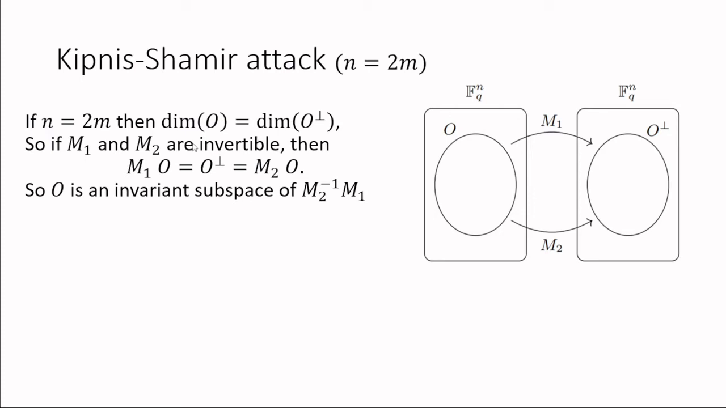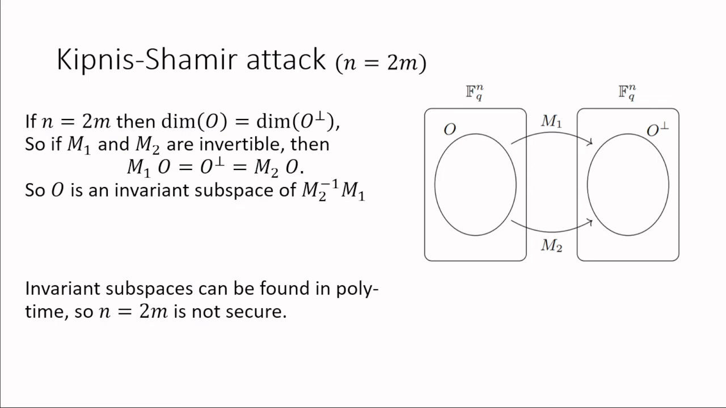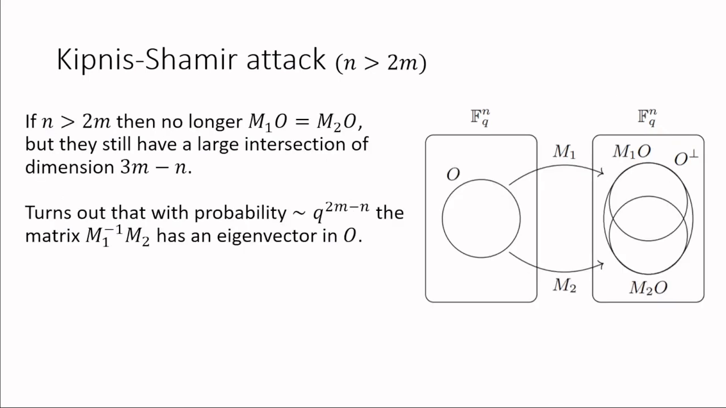So this means that if you have two of these matrices m1, m2, and they are invertible, then like we know m1 times O sits inside O perp. This was the lemma. But if they have the same dimension, then they must be equal, right? And the same thing for m2. m2 times O sits inside of O perp, but they have the same dimension, so they're equal. And right, this means that O is an invariant subspace of m2 inverse times m1. And there's a polynomial time algorithm to find the invariant subspaces of a matrix. And m1 and m2 are public, so you can just compute this invariant subspace, and then you have your secret key O. Right, so the attack is fairly simple once you have this observation. Okay, so the case where n equals 2m is easy, and now we want to generalize this to larger n.